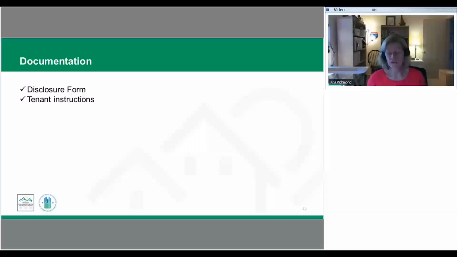All right, so here's the documentation requirements for the disclosure step. We want to make sure we have our disclosure form. We want to be checking for signatures, make sure we're using the proper form, make sure the dates. We want to have the disclosure form be provided at lease signing or before lease signing, not afterwards. There should be tenant instructions about reporting deteriorated paint and notifying the PHA about any children under 6 that are living in the unit.